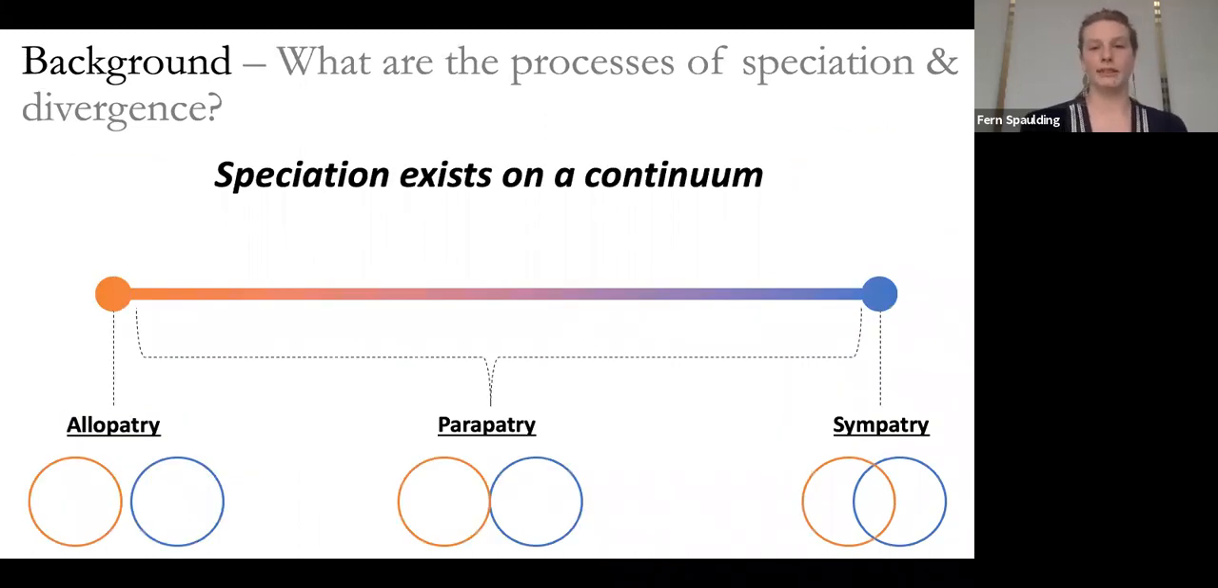So this is a visual representation of these three modes of speciation, where speciation itself exists on a continuum, where the endpoints of that continuum are either allopatric speciation, as shown down here, where the two populations are geographically isolated and there is no overlap between these two populations. And at the other end of the continuum, sympatric speciation occurs where the two ranges of the populations do overlap. And in the middle, we have parapatric speciation where there's this narrow zone of contact between these two populations.